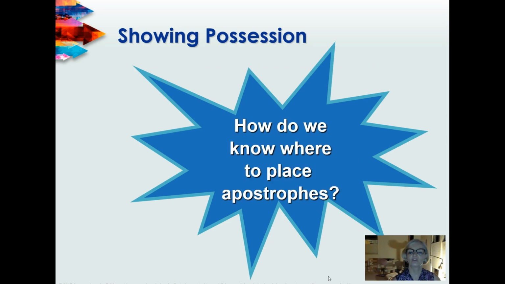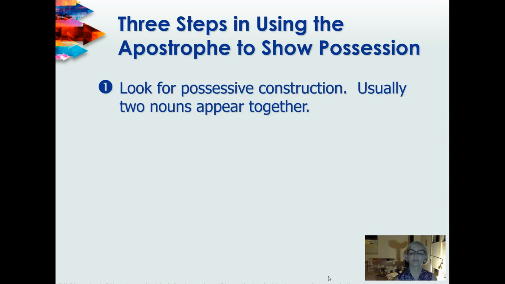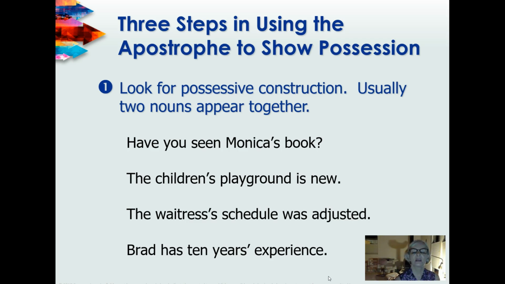All right, so how do we know where to put that little apostrophe? Well, there is a test for that, and thank goodness, right? Look at the first sentence. Have you seen Monica's book? Hi, Monica. Have you seen Monica's book? Have you seen the book of Monica? Or have you seen the book belonging to Monica? The children's playground, the playground for the children. So this is where we can always turn things around, okay?